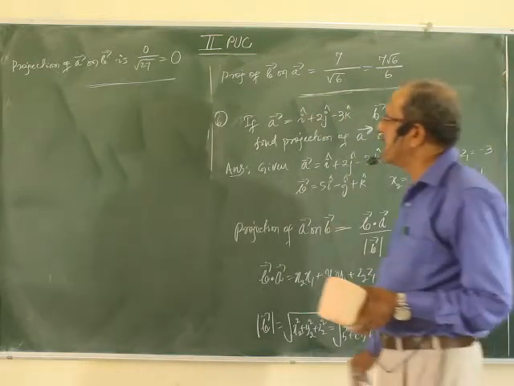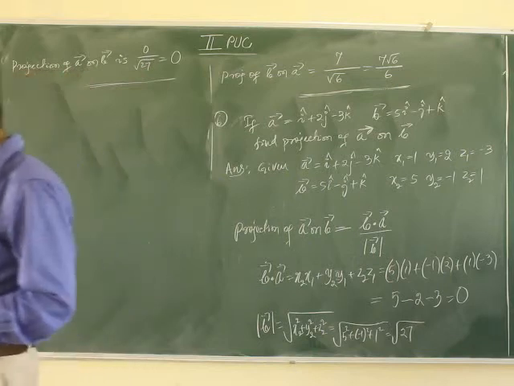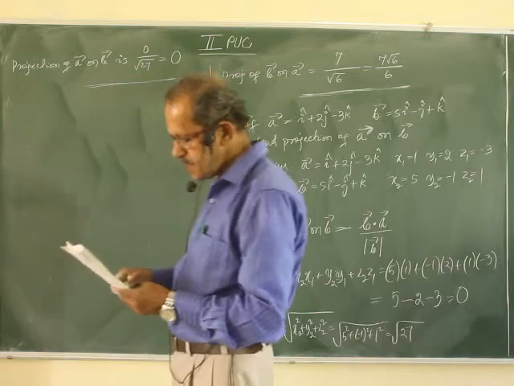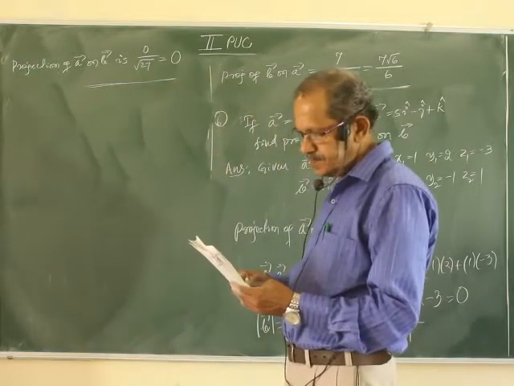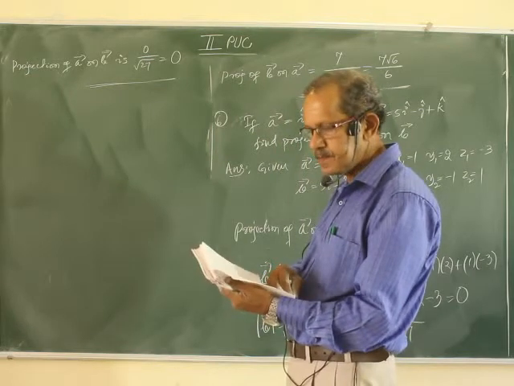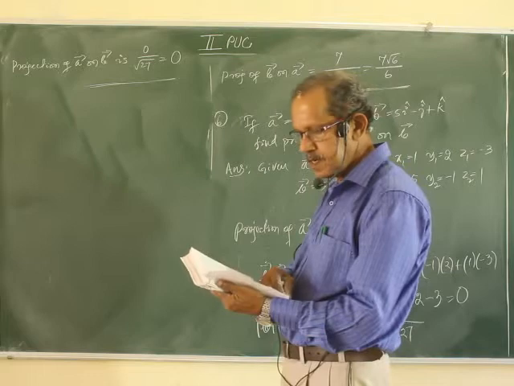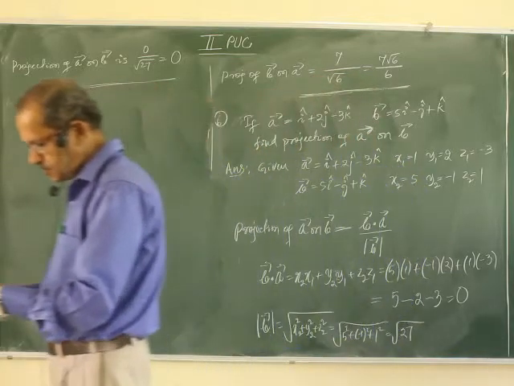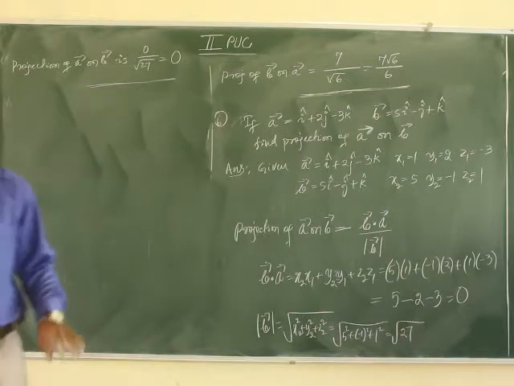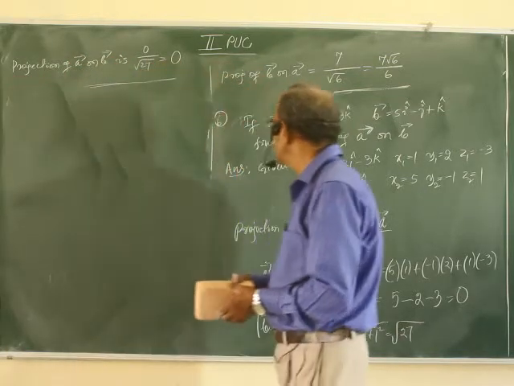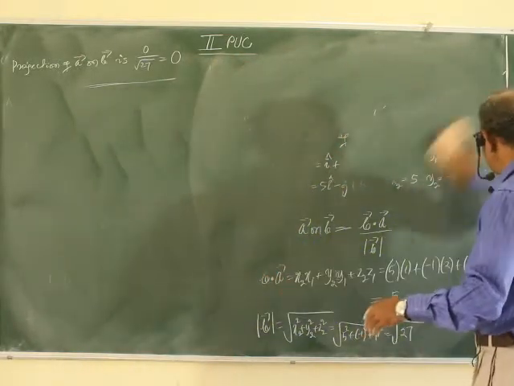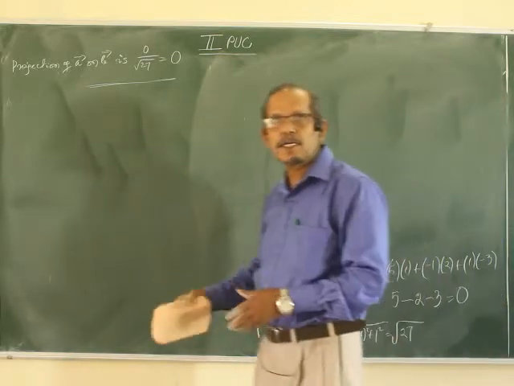That's all. Next, projection of the vector over the next problem number. Again come back to the definition of dot product.